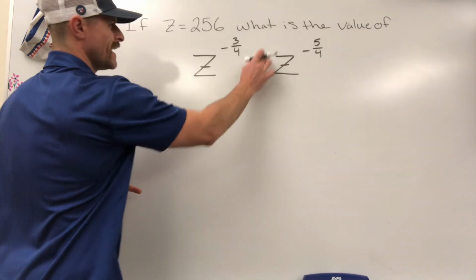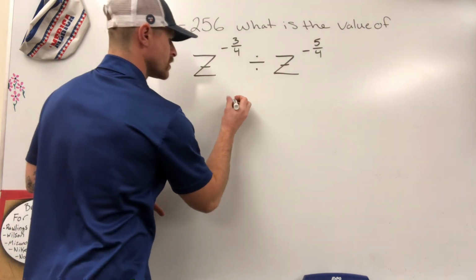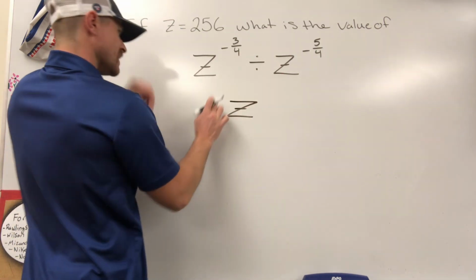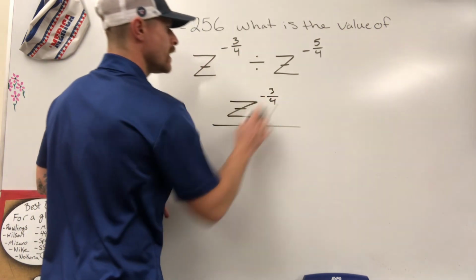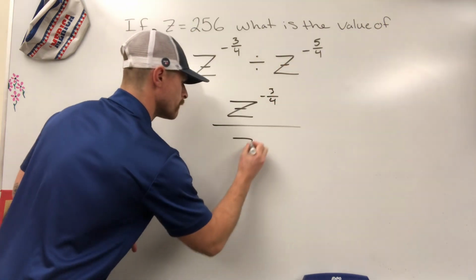So step one, I hate looking at a division symbol like that, so I'm just going to set this up as a fraction. I'm going to say z to the negative 3/4 divided by z to the negative 5/4.